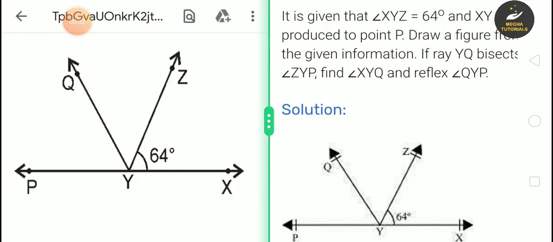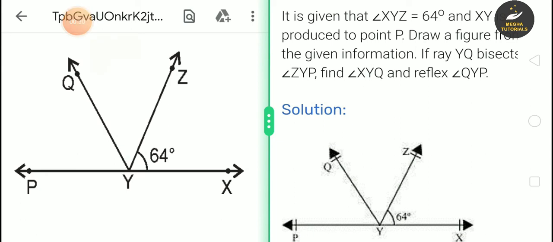Question 6. It is given that angle XYZ is equal to 64 degrees and XY is produced to point P. Draw a figure from the given information. If ray YQ bisects angle ZYP, then find angle XYQ and reflex angle QYP. So let's go to the solution.